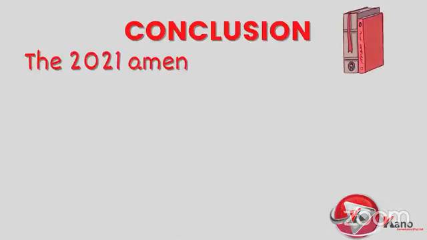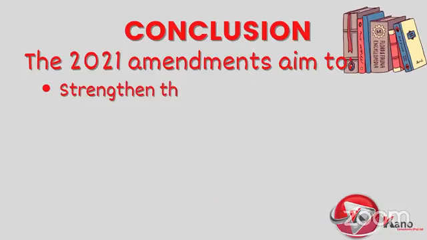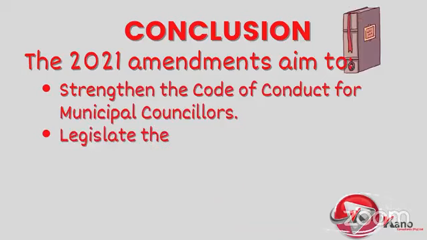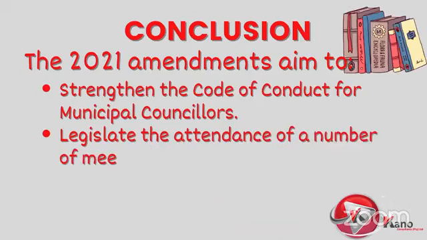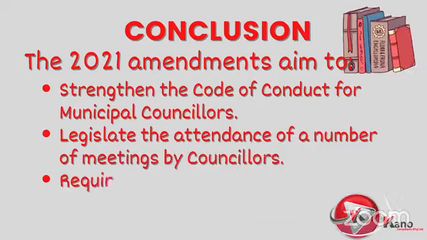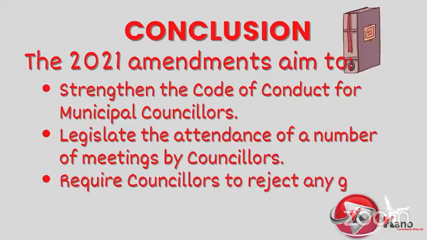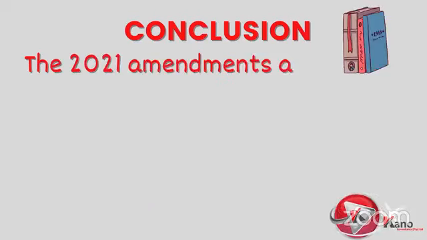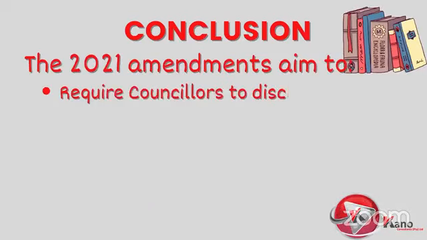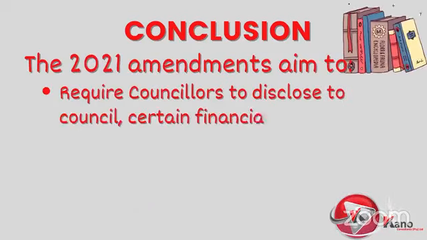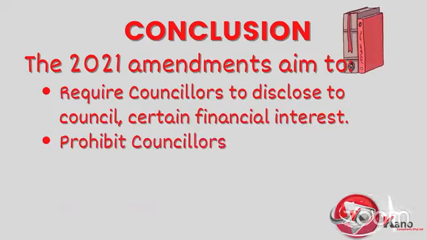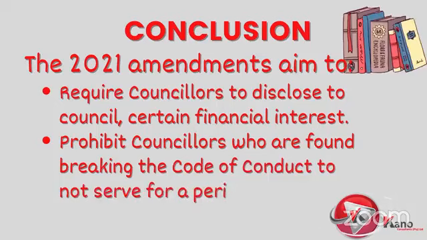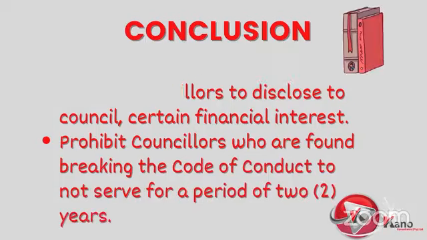In conclusion, the 2021 amendments aim to: 1. Strengthen the Code of Conduct for municipal councillors. 2. Legislate the attendance of a number of meetings by councillors. 3. Require councillors to reject any gifts or favours. The 2021 amendments also require councillors to disclose to council certain financial interests, as well as prohibit councillors from serving as councillors for a period of 2 years, should they be found guilty of breaking the Code of Conduct.